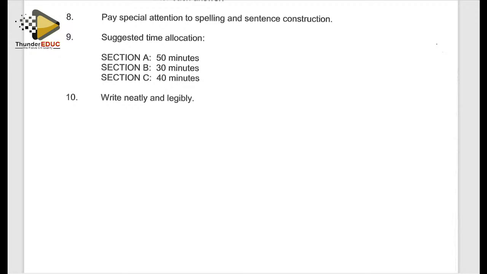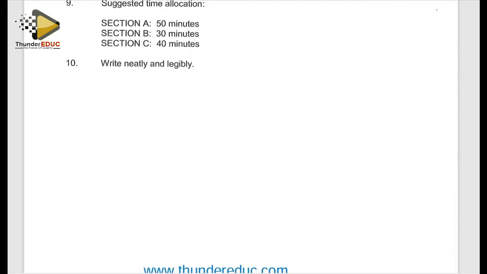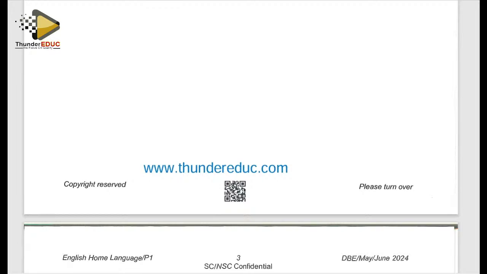Suggested time allocation: our comprehension is 50 minutes. We recommend that you read 3 times to understand so that you can be able to skim, to scan, and to comprehend. Our section B, which is our summary, is 30 minutes. Our section C, which is our visual literacy and language editing, is 40 minutes. Let's write neatly and legibly, please, for the exams.